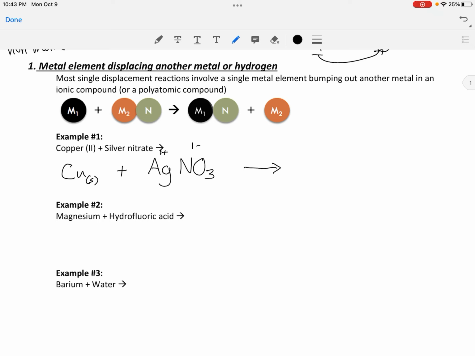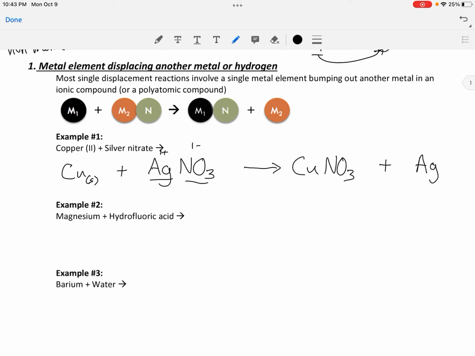When those two meet, what that copper will do is it'll come over, see that silver nitrate, and bump the silver away and steal the nitrate for itself. So the copper steals the nitrate, steals the polyatomic ion, or if it was just a nonmetal there, it would steal the nonmetal, and bumps the silver off on its own.